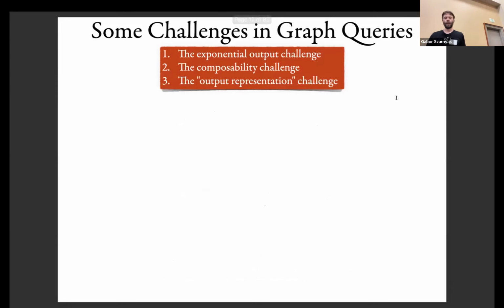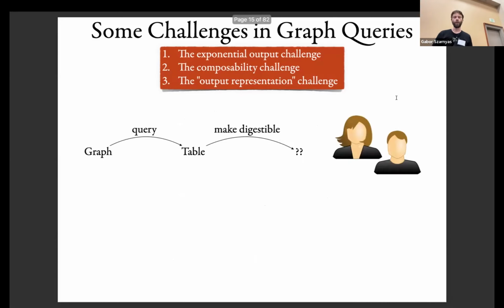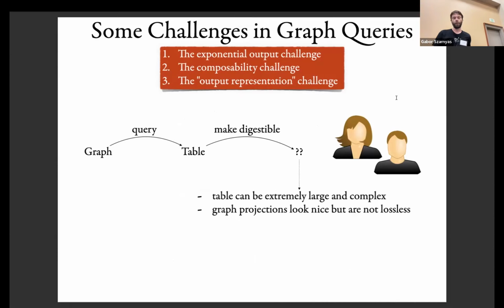Okay, third challenge. This is not our focus, but maybe we can help a bit here. This is how do you represent output for users? You have a query which produces a possibly huge table, as we have seen, it's exponential. How do you make this digestible for users? I know that there are graph projections. They look nice, but this is not a lossless representation of the output of your query, right?